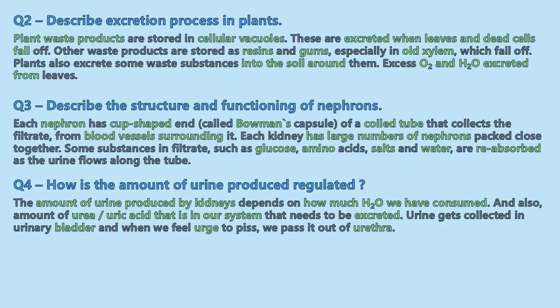So the more urea or uric acid our system creates, the more often we have to pass urine. Urine gets collected in the urinary bladder, and when we feel the urge to urinate, we pass it out through the urethra. This is how the amount of urine is regulated.